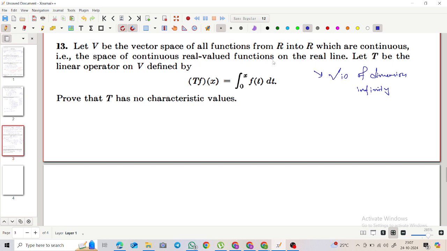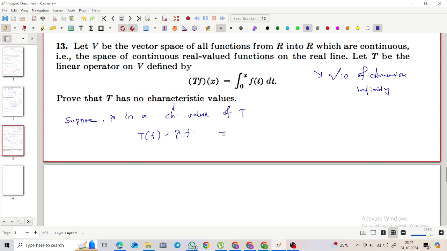The space of continuous functions on the real line, T will be the linear operator. So suppose lambda is a characteristic value of T. Thus we have T of f is equal to lambda of f, right?